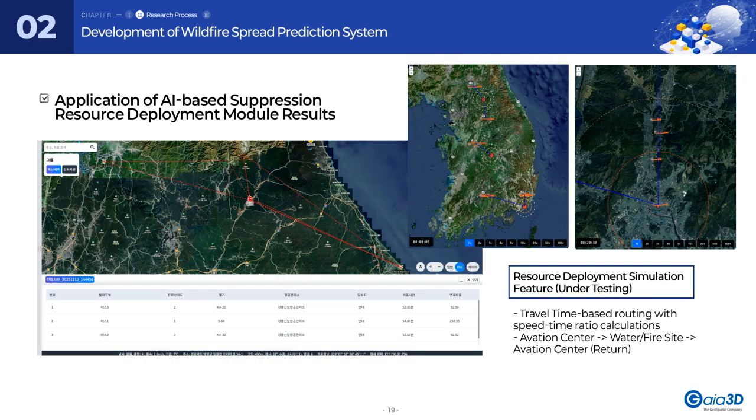For the resource deployment module, you can also visualize results on the map. It shows routes connecting fire locations, water sources, and aviation management centers. It's still under deployment, but we are planning to add features like time-based simulations and more.